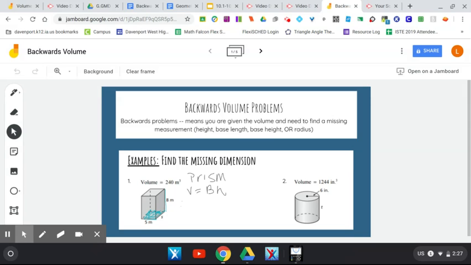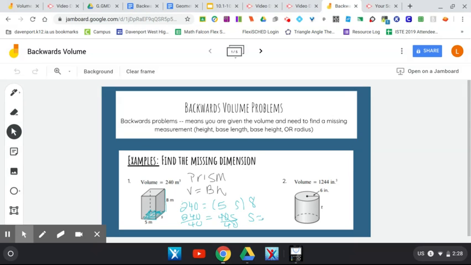So if I have 240 here, my base area would be length times width, so 5 times S, and then the height is 8. There's a multiply sign in there, it's just hard to see. So over here I have 240. I'm going to take 5 times 8 and have 40s. And now I'm going to divide by 40 so that I can solve for s, that missing side there.